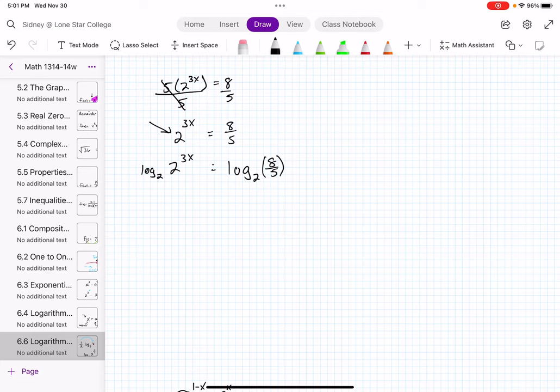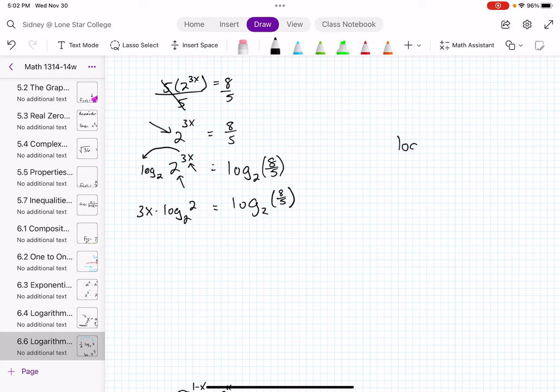Using log properties, I know that when I have a power in a log, that 3x, I can move it to the front. And so I have 3x times log base 2 of 2. Now, I did log base 2 to both sides because I know what log base 2 of 2 is.